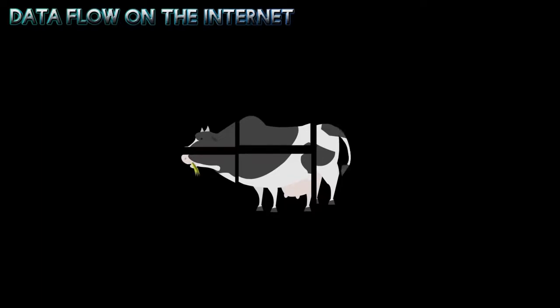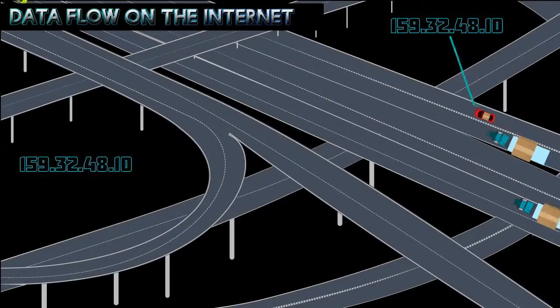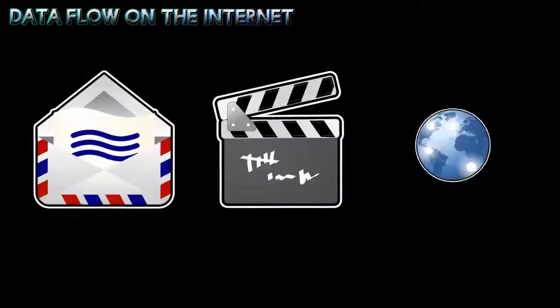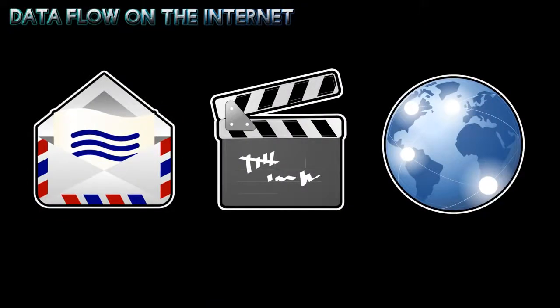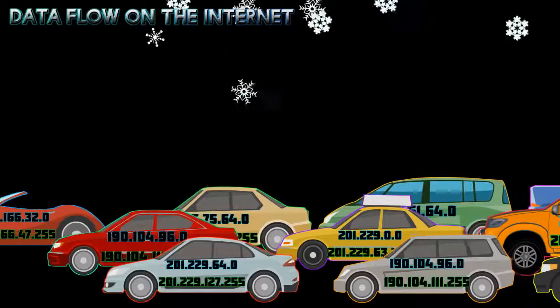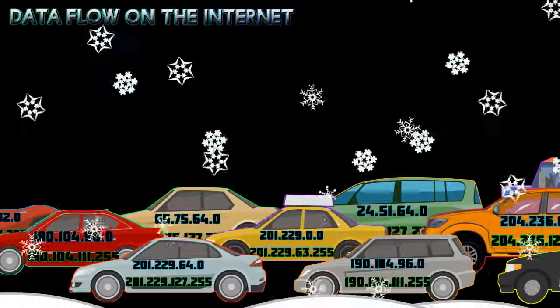This concludes our journey of data flow over the Internet. A few key points to remember are: all data is broken into smaller parts for transmission over the Internet. Not all data packets take the same route between the sending and receiving computers. The application used to send the information determines if the delivery of the data packets is guaranteed. The speed at which data packets travel is affected by Internet traffic.